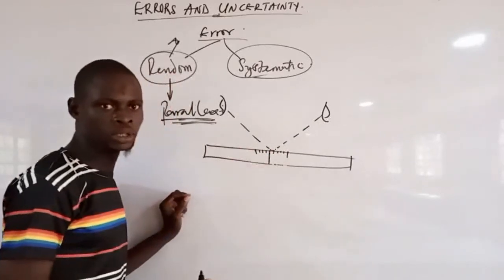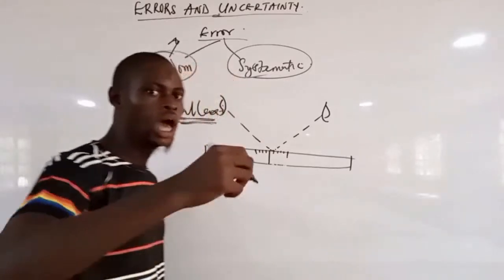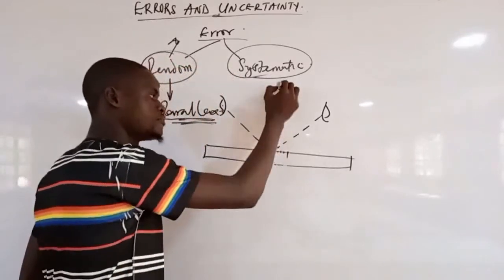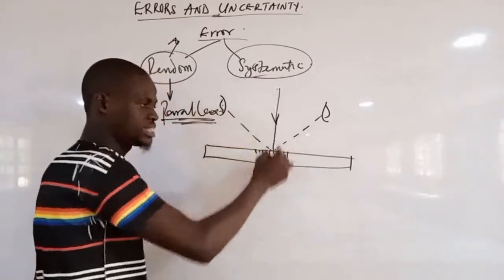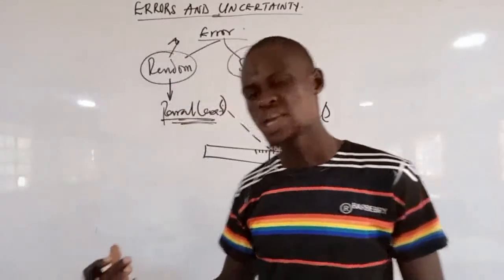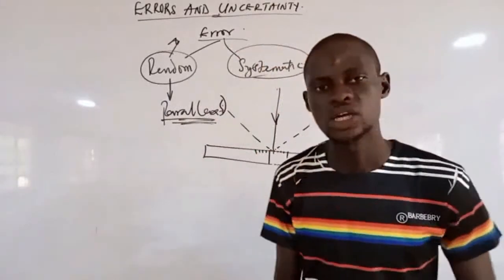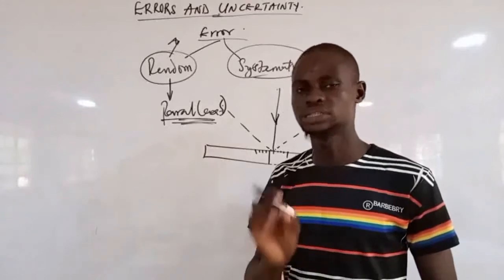So it is the error due to slant position of the eyes. Now, to correct this parallax error, our eyes need to be focused vertically on the marking. That is how this error can be corrected, by placing the eyes vertically on the marking. Please take note of that.